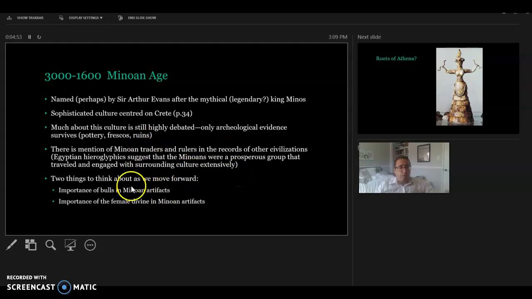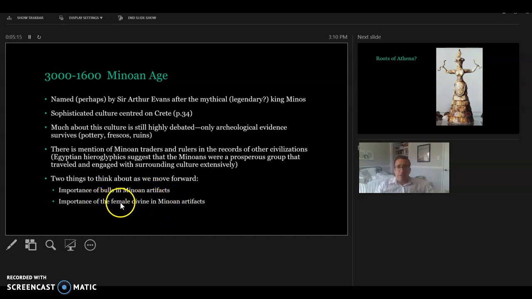So two things to think about as we move forward. In the artifacts that we have of Minoan culture, bulls play a very important role. Bull jumping was apparently a big ritual where young men and women would jump over bulls, kind of like bullfighting, but showing your bravery and all that kind of stuff.